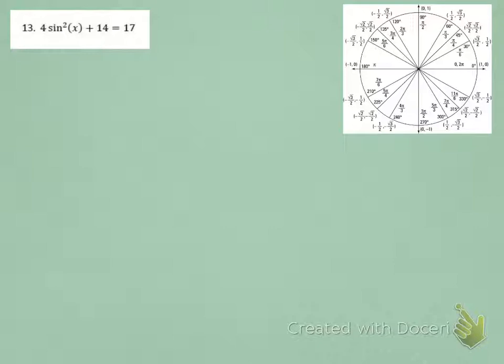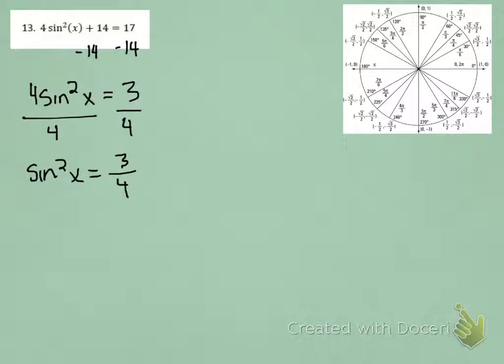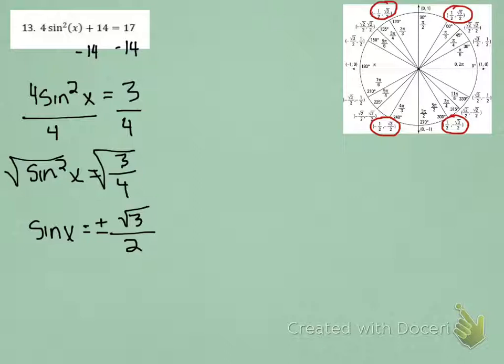So in order to isolate the trig function on this one, we would want to start by subtracting 14 from both sides, and then we would want to divide both sides by 4. And then square root both sides. Now square rooting does mean that we have to put a plus or minus in front of our solution, which means that this is going to have 4 different solutions, all the different spots on the unit circle that show a sine of root 3 over 2, positive and negative.